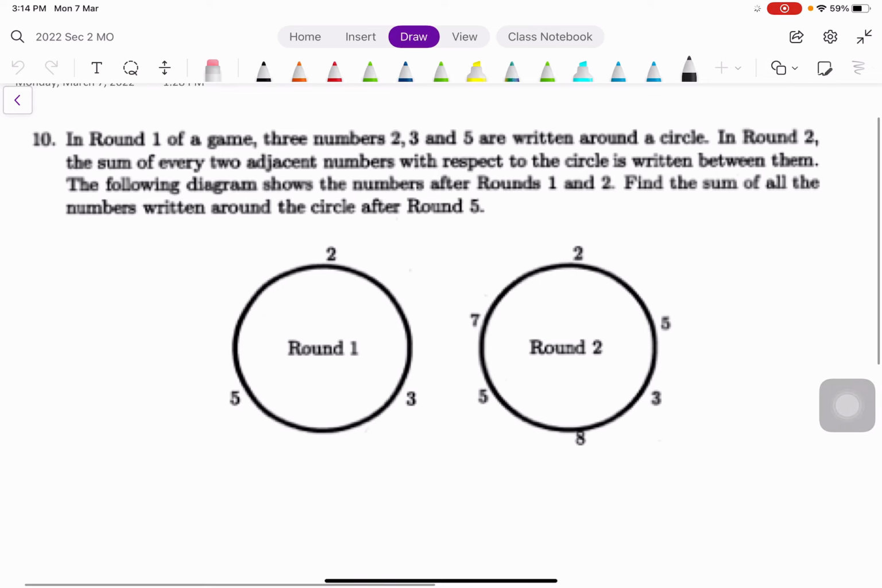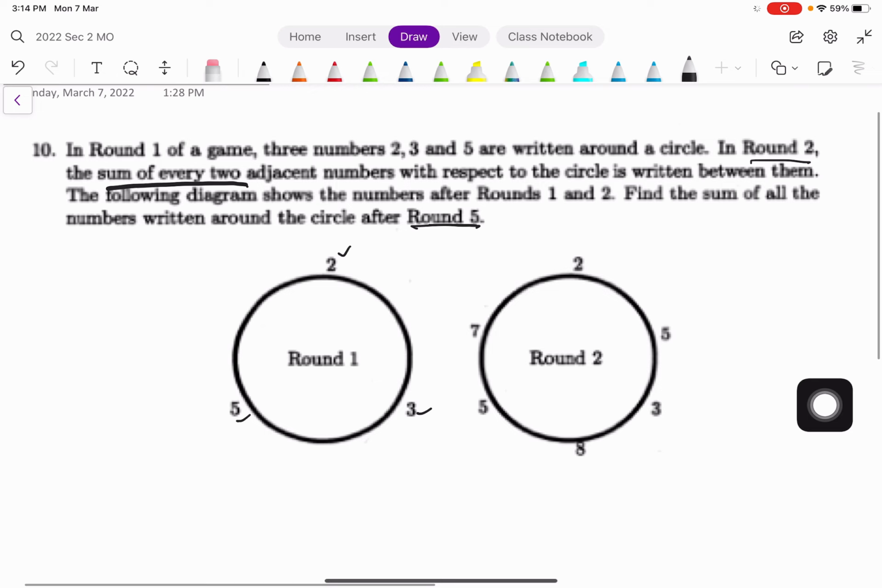Okay, question number 10. It's an interesting question, but if you represent it in an algebraic way, I think you can see things a lot better. It says round 1 of a game, three numbers 2, 3, 5 are written around a circle. In round 2, the sum of every adjacent pair of numbers with respect to the circle is written between them. The following diagram shows the numbers after round 1 and round 2. Find the sum of all the numbers written around the circle after round 5.